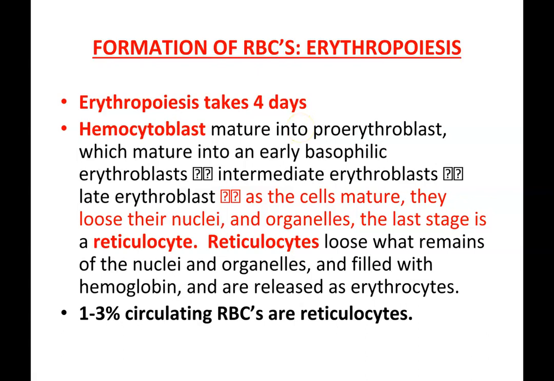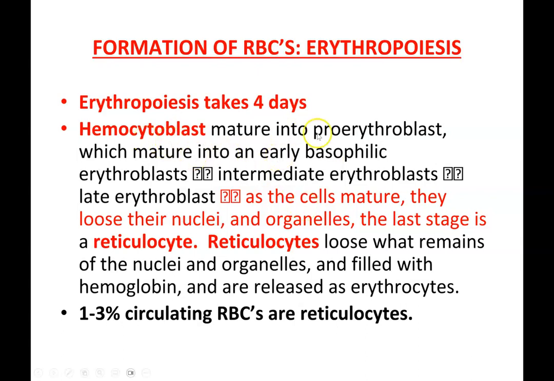Now, the process of making red blood cells is called erythropoiesis. And as we mentioned in past PowerPoints, it takes place inside red bone marrow. Hemocytoblasts are the germ cells from which all blood cells come about. Some of the hemocytoblasts will mature into proerythroblasts, from which red blood cells are going to arise. The process of making red blood cells is called erythropoiesis, and it takes about 4 days.